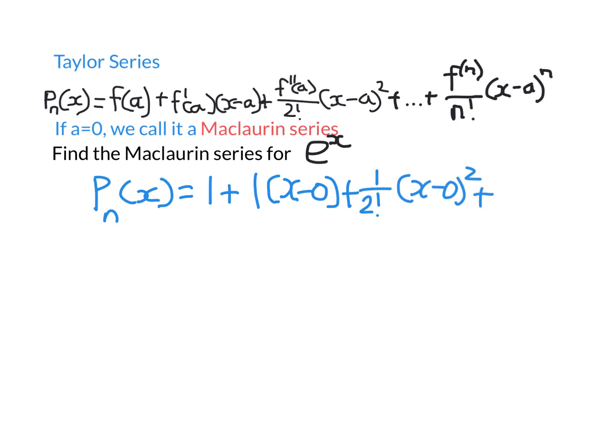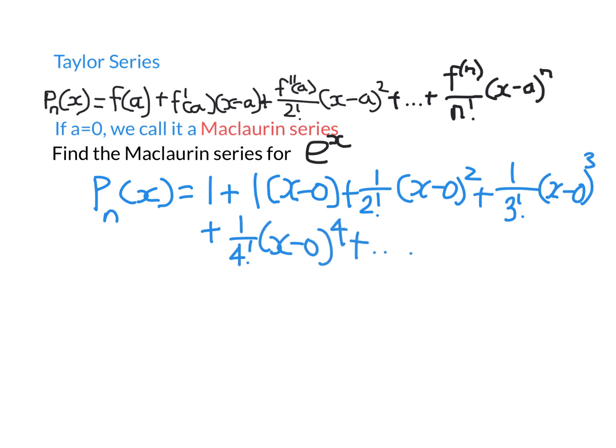The next term. So the third derivative of e to the x evaluated at 0 is e to the power of 0. All of these derivatives evaluated at 0 are going to be 1. So the next one is 1 over 3 factorial x minus 0 cubed. And as you can probably guess, the next term is going to be 1 over 4 factorial times x minus 0 to the power of 4. And this can go on forever and ever if you want.